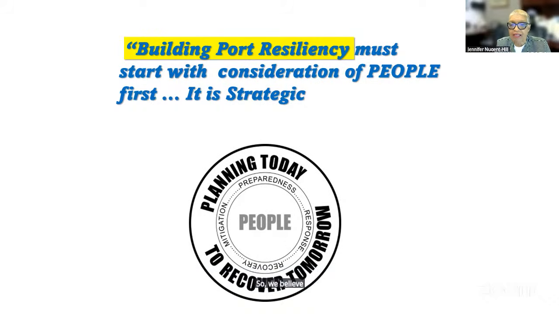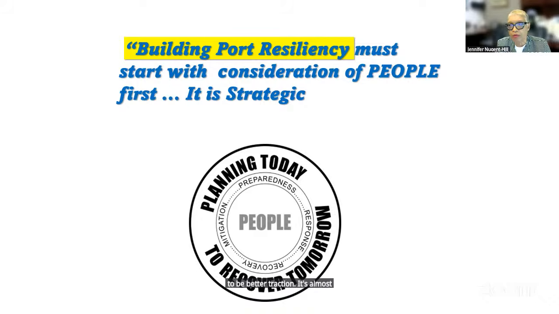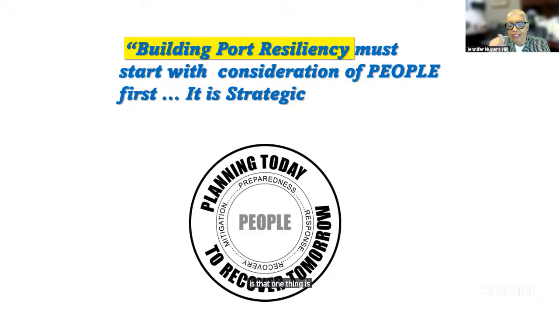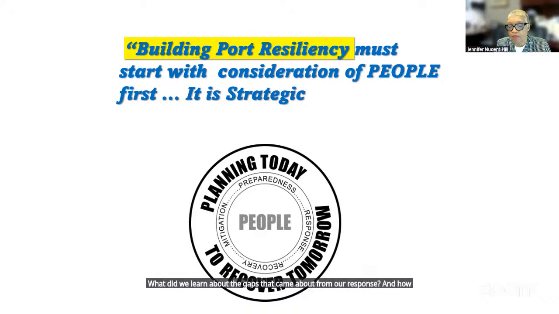So we believe without a doubt that the cycle of preparedness allows the response to gain better traction. It's almost as if it's what we call today a flywheel or a cog, where one thing is dependent on the next doing what it should do. And if you're going to have an effective response in ports, ultimately it's going to be based on a strategically well-articulated recovery plan. And at the end of the day, the lesson is always, what did we learn from our preparedness when we tested the plan? What did we learn about the gaps that came about from our response? And how did we put mitigation measures in place?